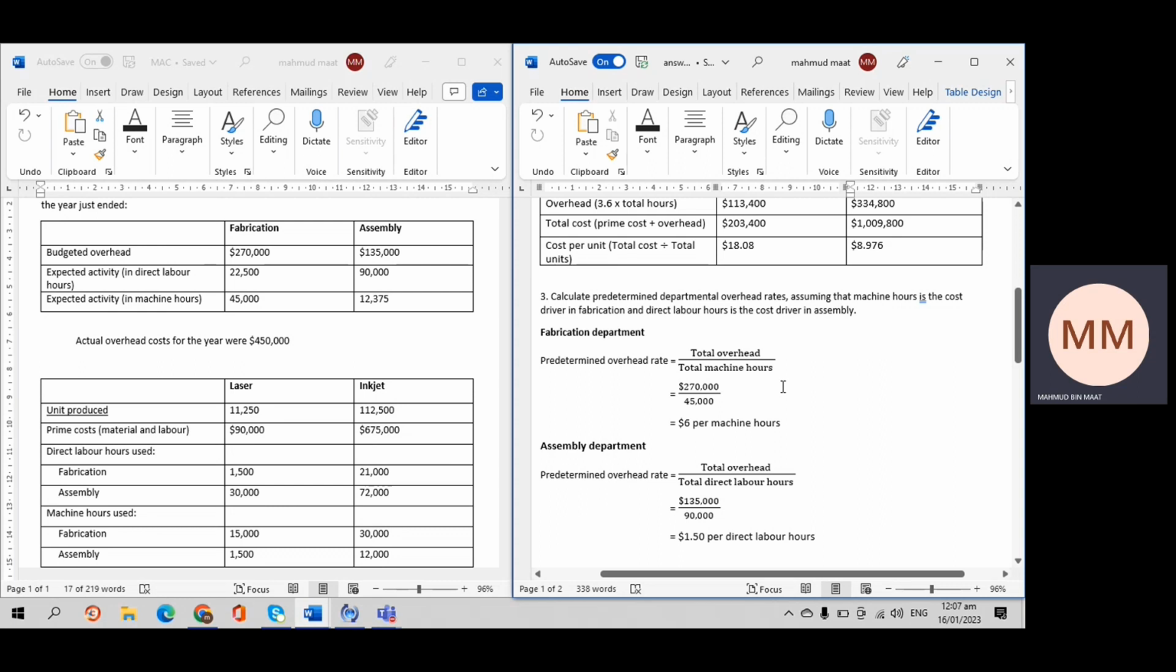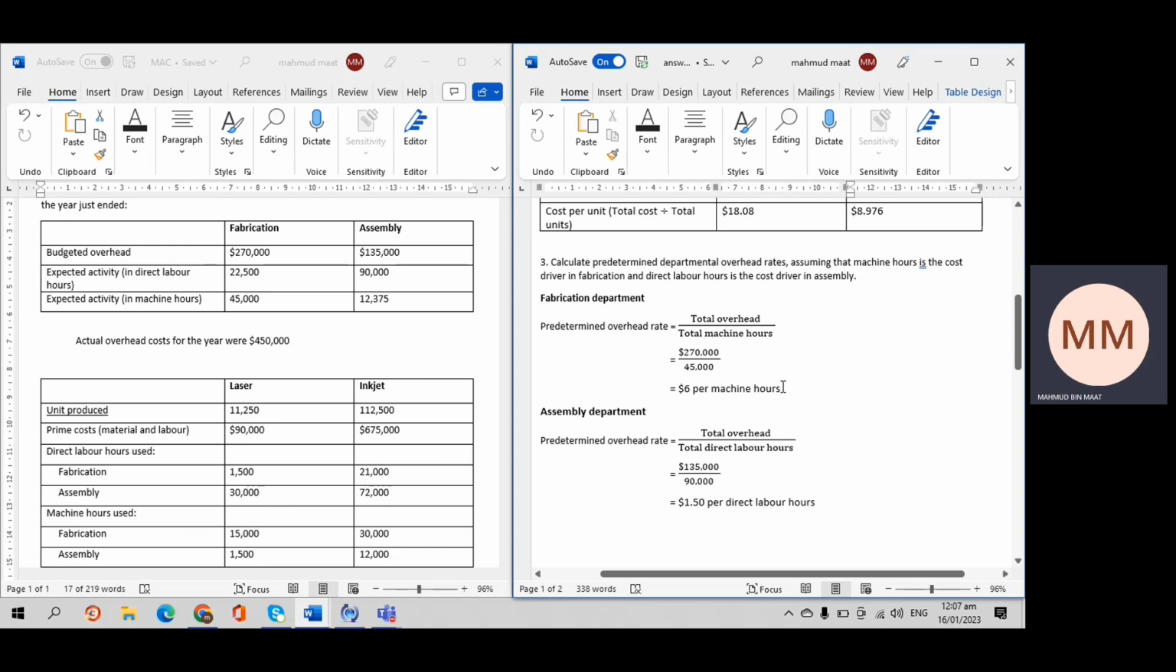Calculate predetermined departmental overhead rates, assuming that machine hours is the cost driver in fabrication and direct labor hours is the cost driver in assembly. So in this question, we need to highlight two things. First, machine hours is the cost driver in fabrication. Second, direct labor hours is the cost driver in assembly. Firstly, we calculate for the fabrication department. The formula is total overhead divided by total machine hours. Why total machine hours? Because machine hours is the cost driver in fabrication. So we need to divide by total machine hours for the fabrication department.